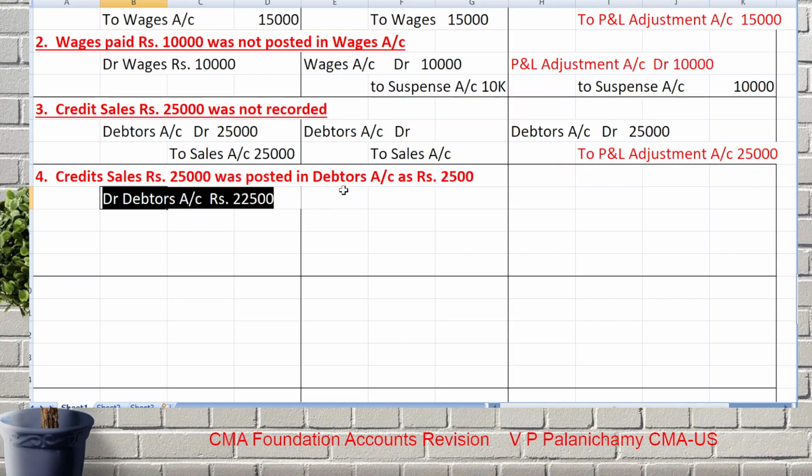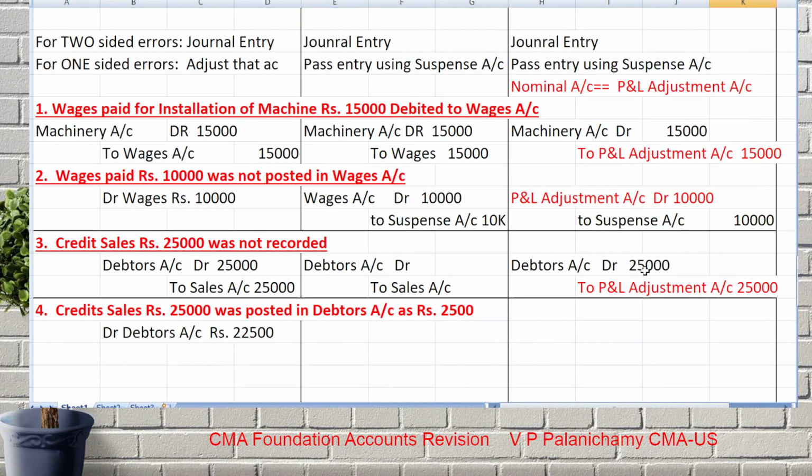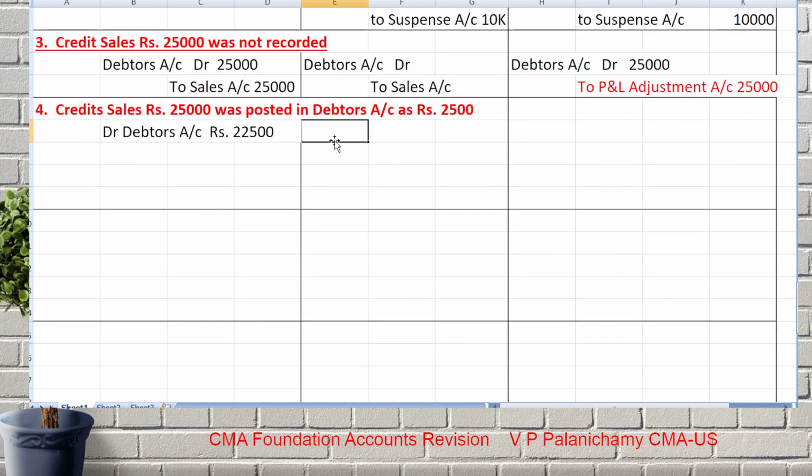It's a one-sided error. Will you record sales? Is the mistake in sales or in debtors? Only in debtors. Okay, it's an error of commission. Entering a wrong amount or wrong account, all of that is what? Error of commission. If it is after trial balance, what entry will we pass? Debtors account debit to suspense account, for how much? Same 22,500. If it is after final accounts also, it is debtors account debit to suspense account.